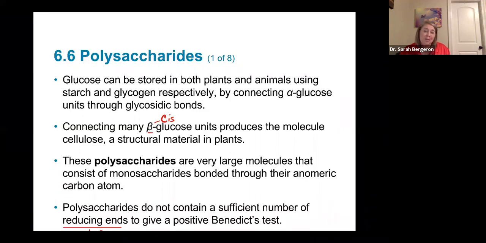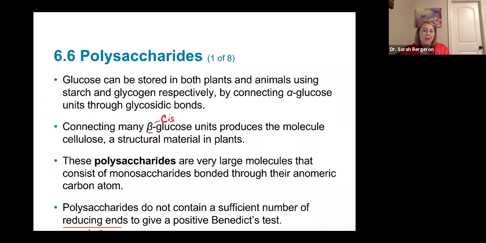So glucose can be stored in plants, and then animals can also store glucose. So we store it a little bit differently. Plants use starch to store their glucose, and we use glycogen. But whether it's starch or glycogen, you're connecting individual glucose units. And those individual glucose units are alpha glucose. So remember what alpha is telling you, that is a trans orientation, and that's through glycosidic bonds.